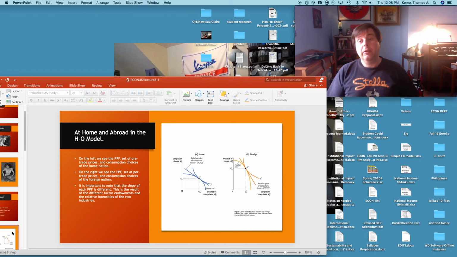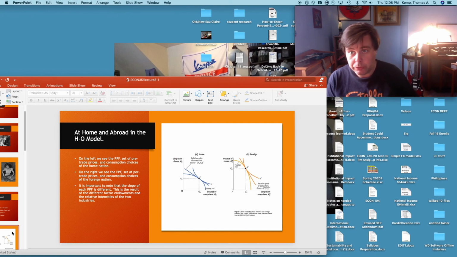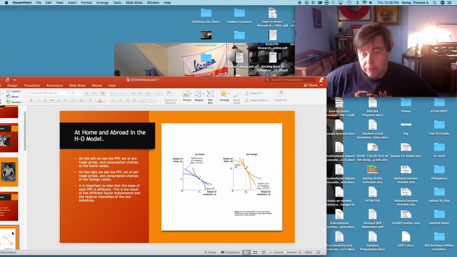Why? Because I've got fewer workers and I need workers to make shoes. So shoes got more expensive in that country relative to the country where they have a whole bunch of workers making shoes. All right, so it's the factor endowments that account for initial pre-trade price differences. You've got a lot of something, the stuff that uses that something to build stuff is cheap.